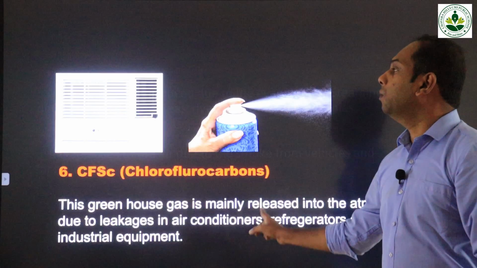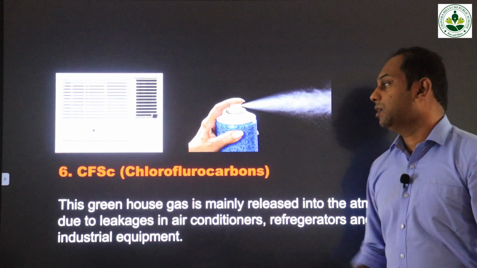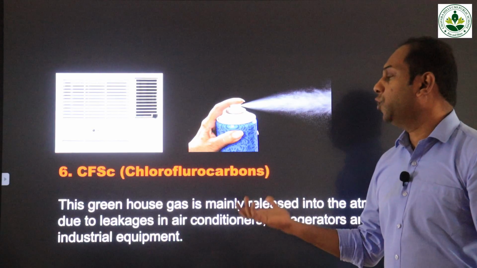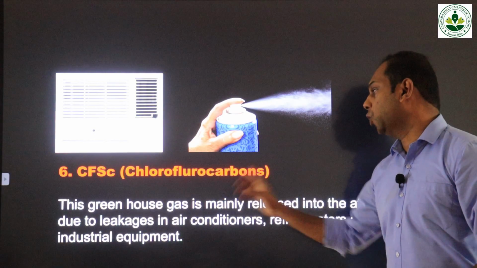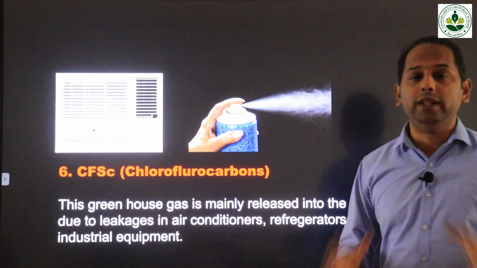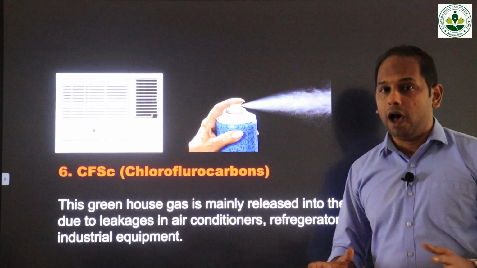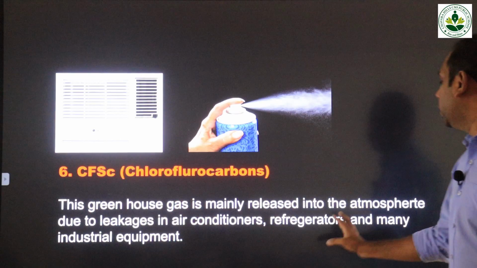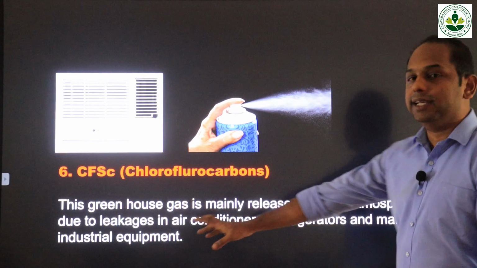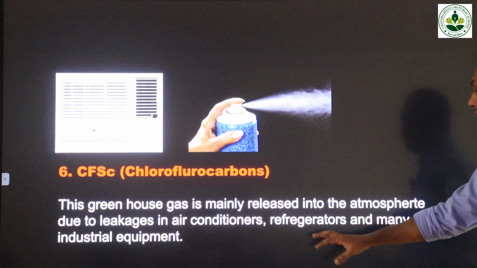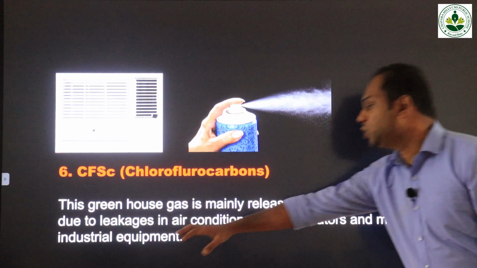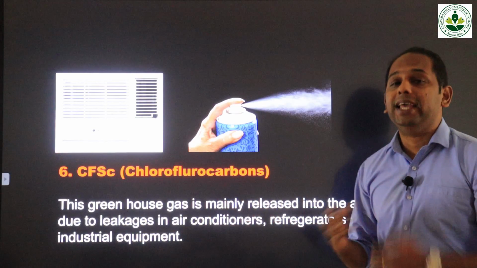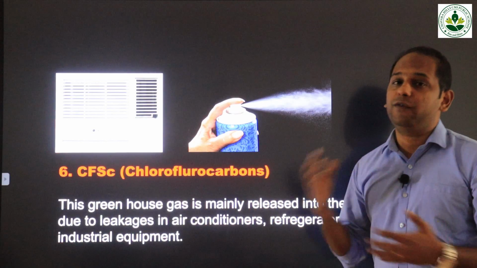Now sixth, CFC gases. The full form of CFC gases is chlorofluorocarbons. Now we'll be studying how these CFC gases are produced in the atmosphere. This greenhouse gas is mainly released into the atmosphere due to the leakages in air conditioners, refrigerators and many industrial equipment. So how are the CFC gases produced in the atmosphere? By the leakages of air conditioners and refrigerators.